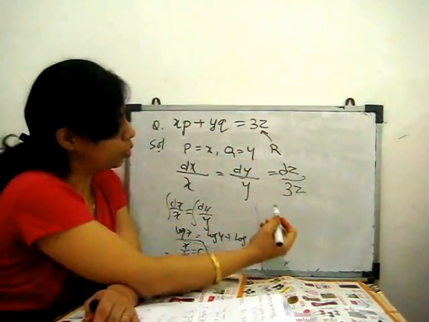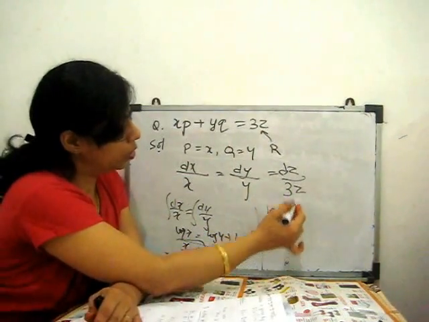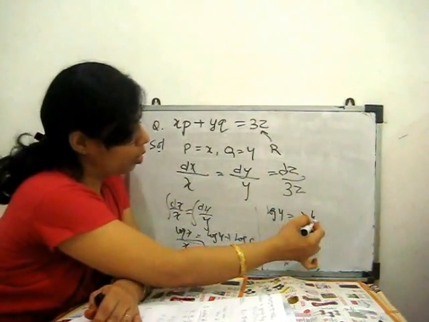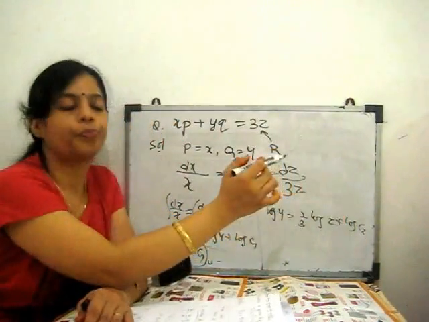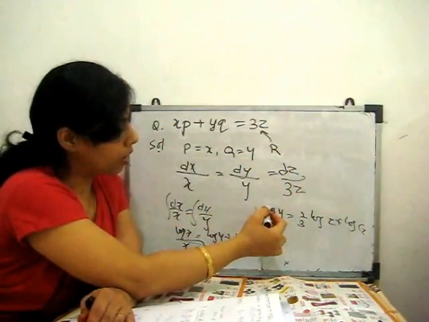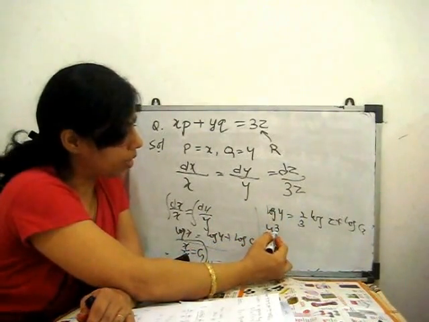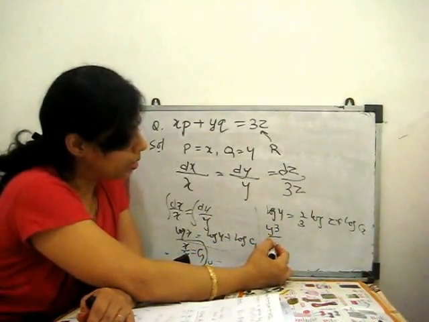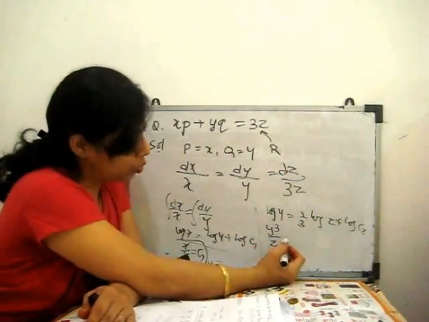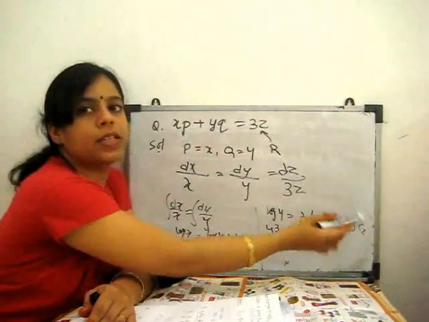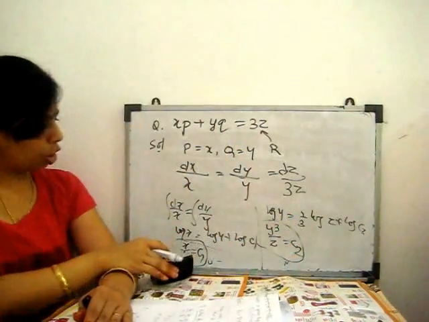When we use the second and third, the integration gives log y = (1/3) log z + log c2. Clear? Now what is this? 3 log y, so I can say y cube by z equals, the 3 also gets merged with the constant, so this is c2.